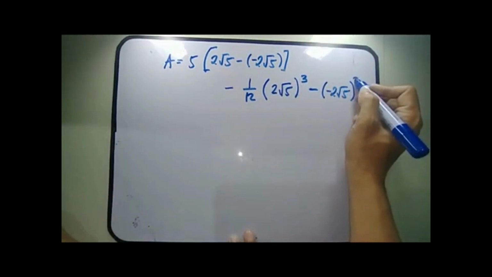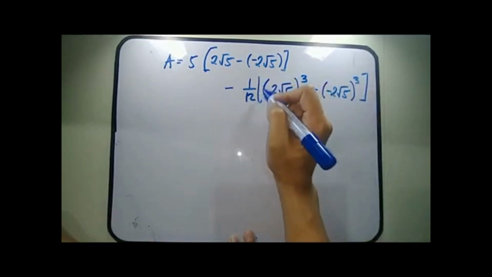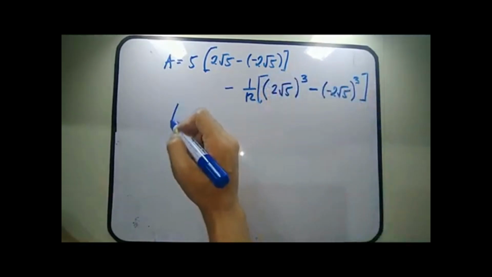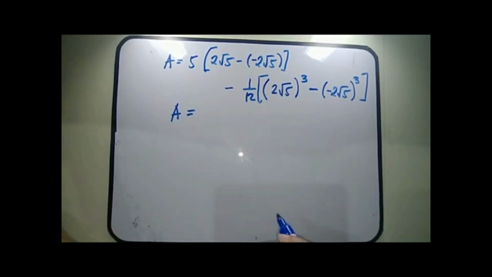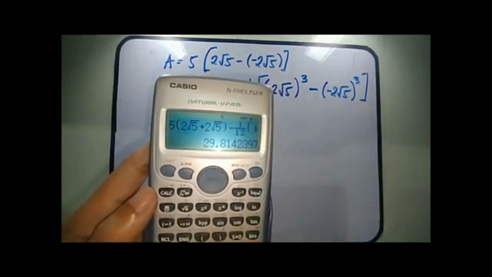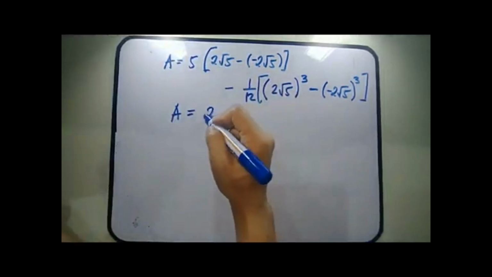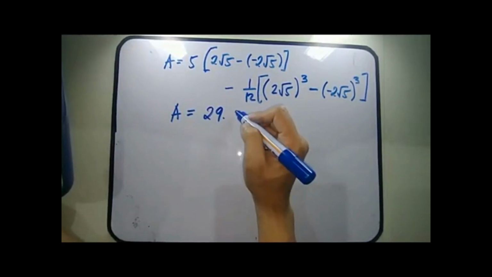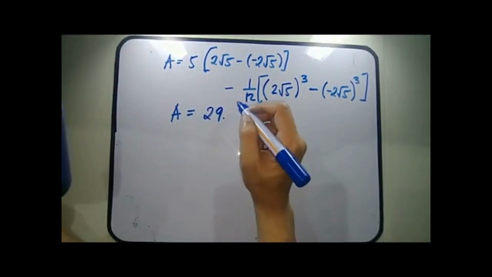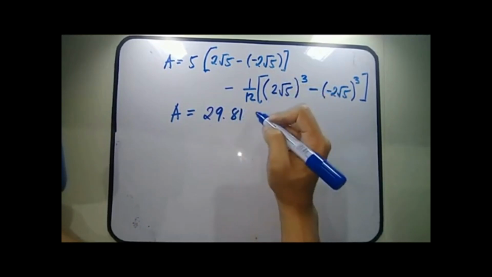Don't forget your parentheses. The groupings are important. It's a common mistake of some students. We just solve the value. So we have here 29.81. It's unitless, therefore we can say that this is in square units.